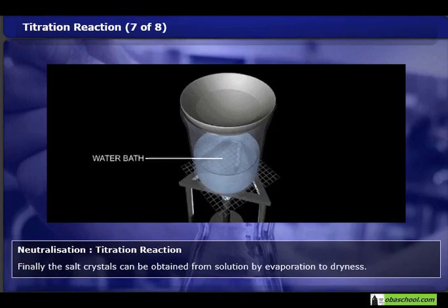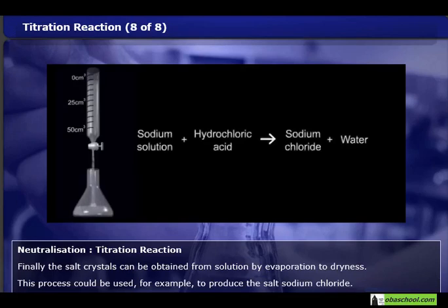Finally, the salt crystals can be obtained from solution by evaporation to dryness. This process could be used, for example, to produce the salt sodium chloride.